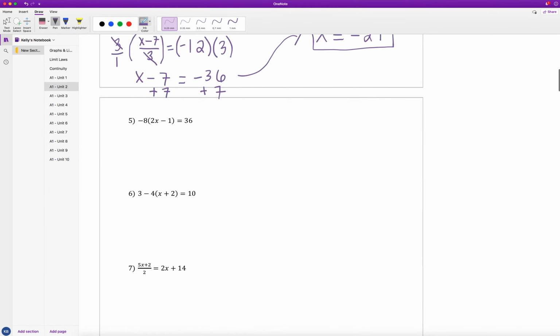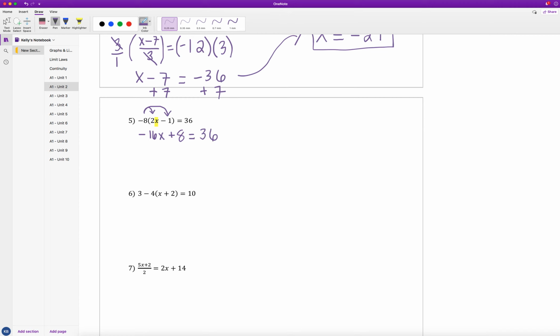Let's look at example 5. So in example 5, we have this scalar out in front, or this coefficient out in front of our term, and the first thing we're going to want to do, although we're simplifying and trying to get x by itself, let's go ahead and use the distributive property to distribute the negative 8 to both terms, since negative 8 is multiplied to the entire quantity 2x minus 1. When we do that, I'll end up with negative 8 times 2x, which will give me negative 16x, and then a negative 8 times a negative 1 will give me positive 8, is going to be equal to 36.